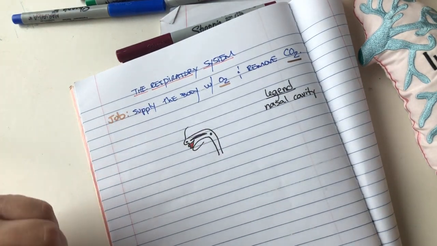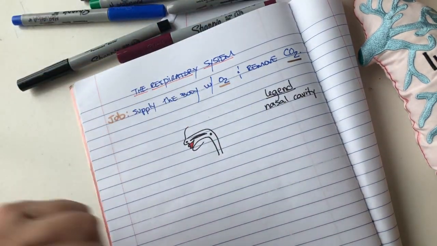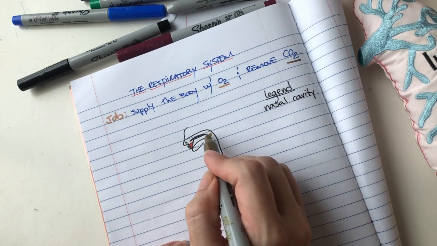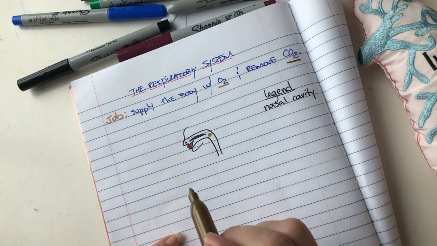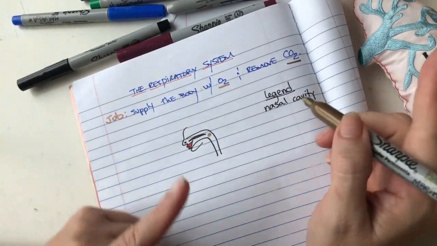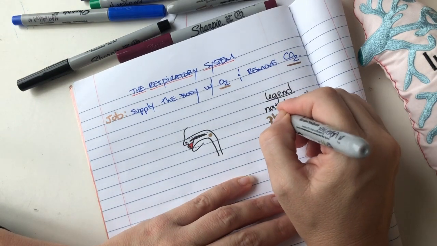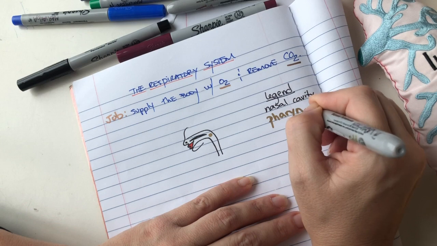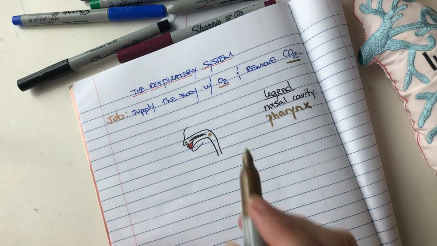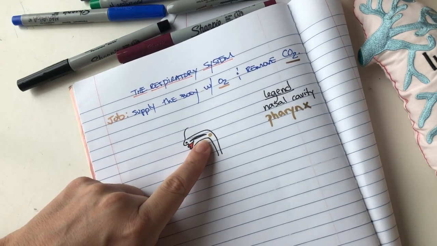Now I'm going to change color. Let's do this one in gold. Here on our throat, where the nose and the mouth get together, is our throat, right? Yes, but we don't call it throat in the respiratory system. We call it the pharynx. Pharynx is over here, what I made in gold.